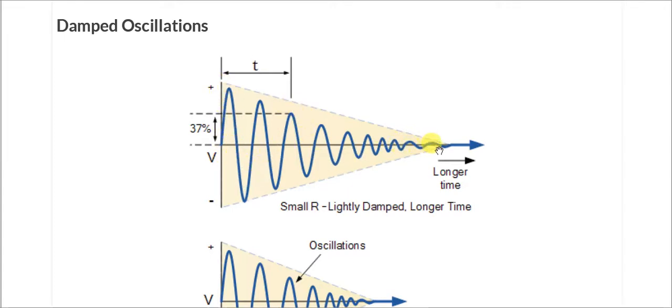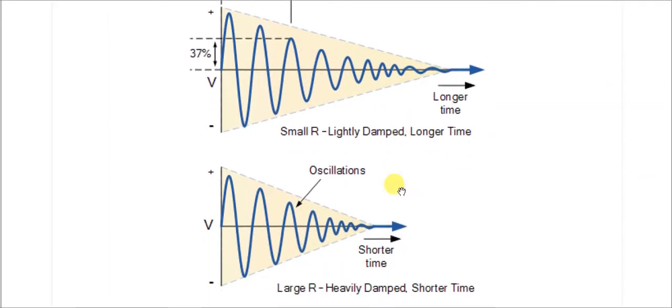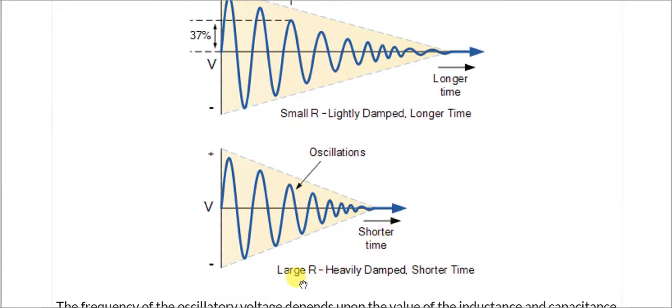So we provide the feedback signal so we can have the sustained oscillations. In this case, if the ohmic resistance of the circuitry is small, then it takes a longer time to die. It is sustained for a longer period. But in this case, if R is large, then it is heavily damped, meaning it dies quickly. You can see the time period over there: it is taking longer in one case and shorter in the other for the dying of the signal.